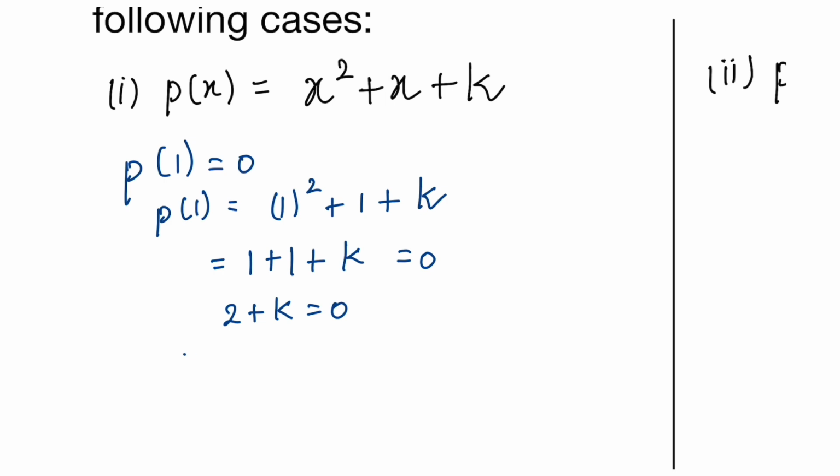Now what you're going to do is subtract 2 on both sides, or in other words, take this 2 to the other side of the equal to, so that makes it minus 2. So k is equal to minus 2. So for this case the value of k is minus 2. That is it. Nice and simple, quite easy. You are just going to use the factor theorem and solve this.